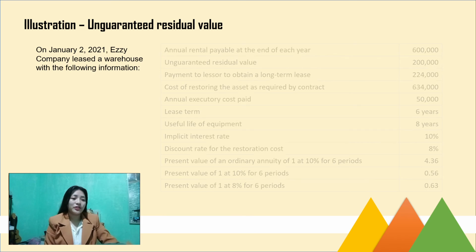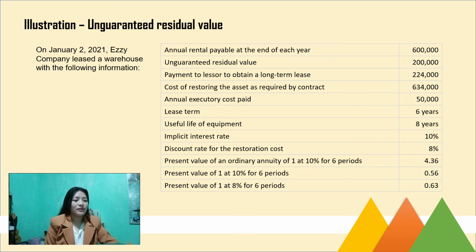Here is another illustration for unguaranteed residual value naman. So, this is the problem. On January 2, 2021, Ezi Company leased a warehouse with the following information. So, ito yung information. Nilagay ko na siya sa table. So, you can just pause the video again para mabasa yung maayos yung information.